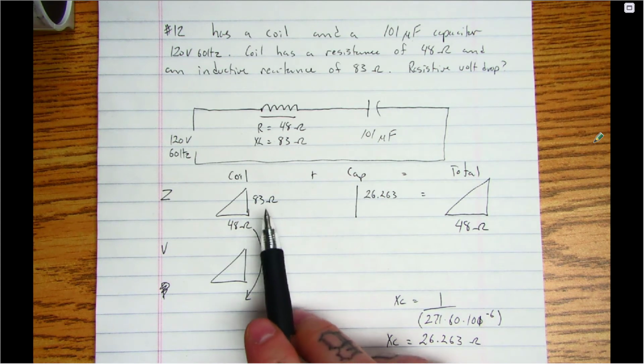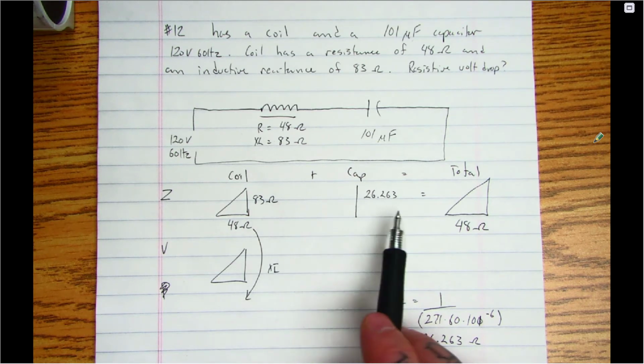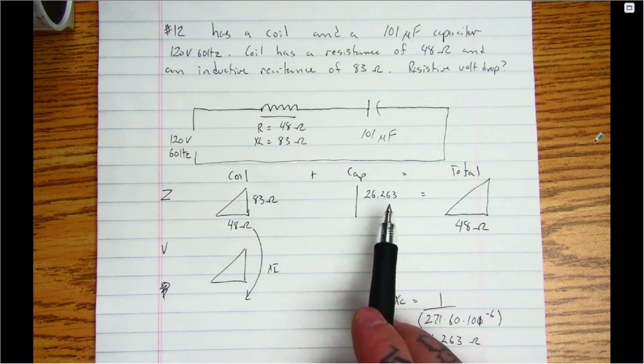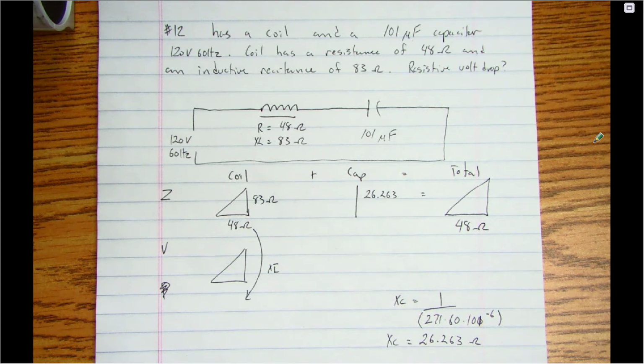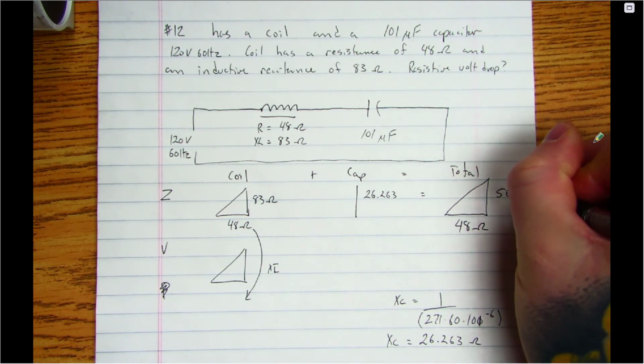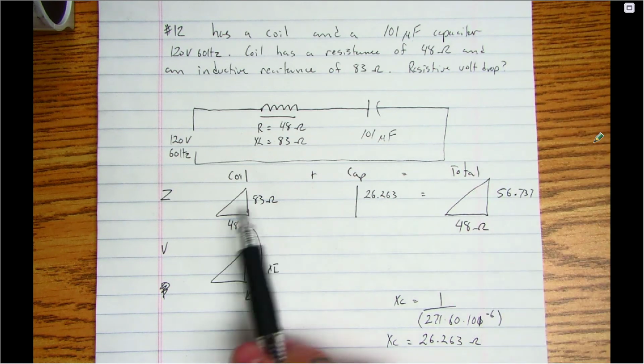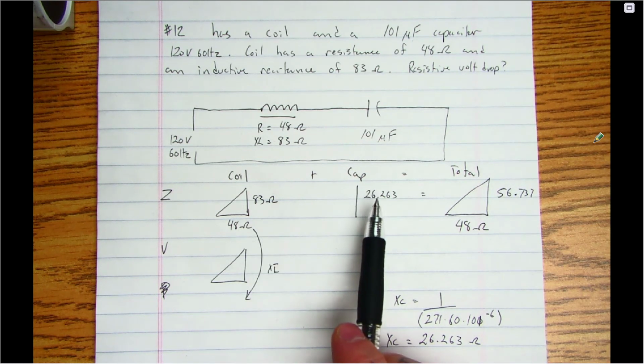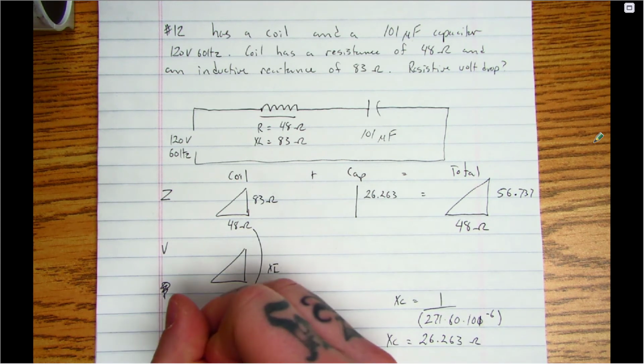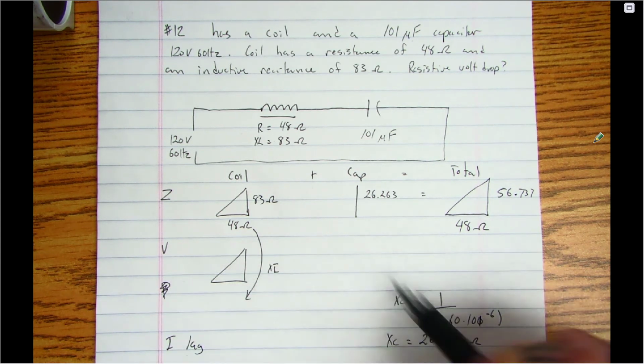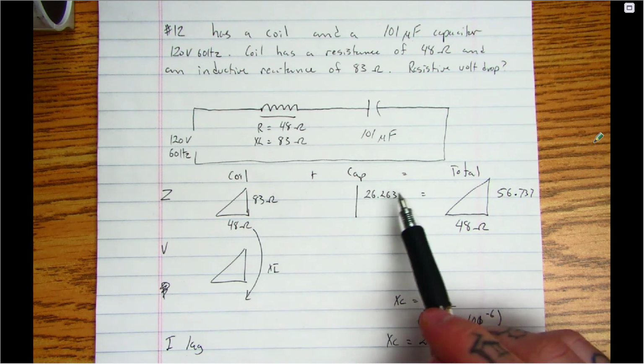Now, when we think about the phasor diagram, the coil XL, usually we're talking about volt drops if we're talking phasor diagram, but it works in the impedance section as well, as these just end up canceling each other out. So if I go 83 minus 26.263, I get 56.737. Because this number is larger than this one, it tells me that when I find my current, my I is going to be a lag, because the inductive portion is higher than the capacitive portion.